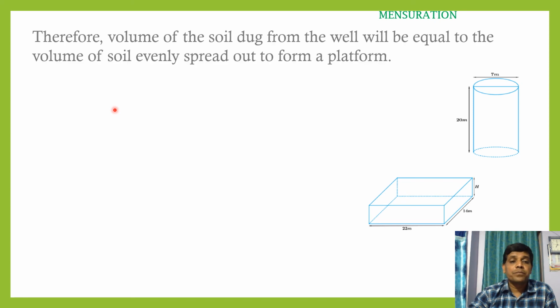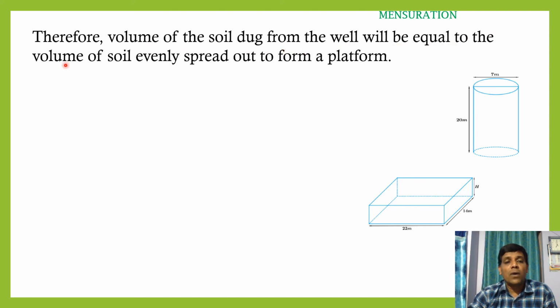First of all, write the formula. Therefore, the volume of the soil dug from the well will be equal to the volume of soil evenly spread out to form a platform. This is the main concept. So the volume of the cylindrical portion equals the volume of the cuboidal portion, because the soil is spread out evenly.